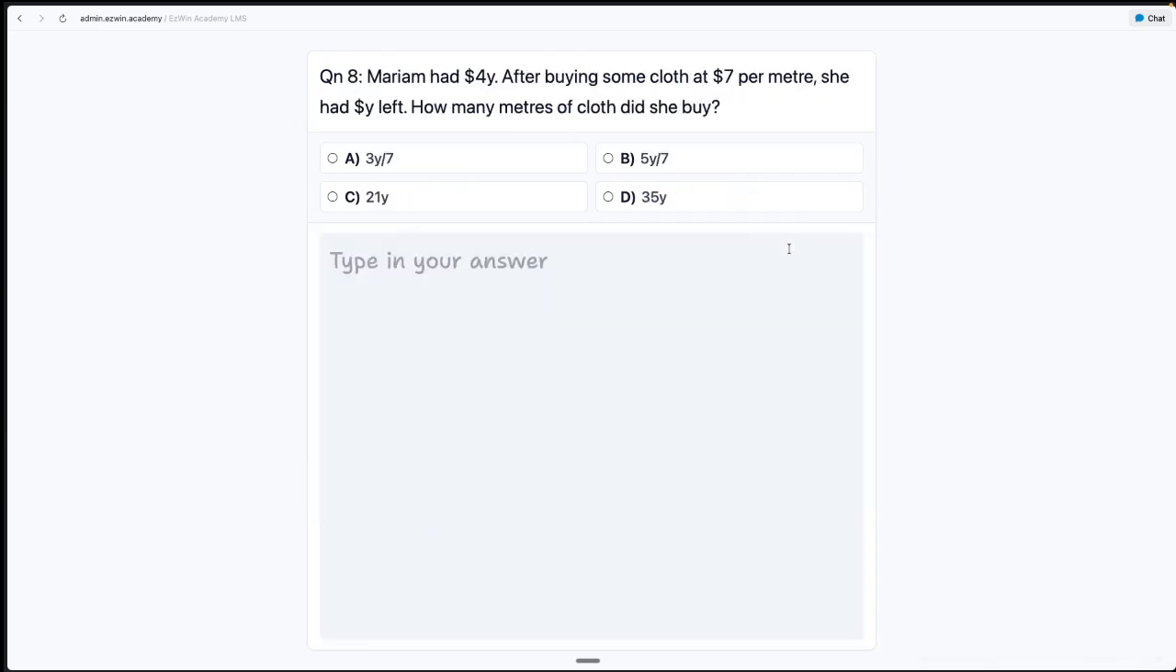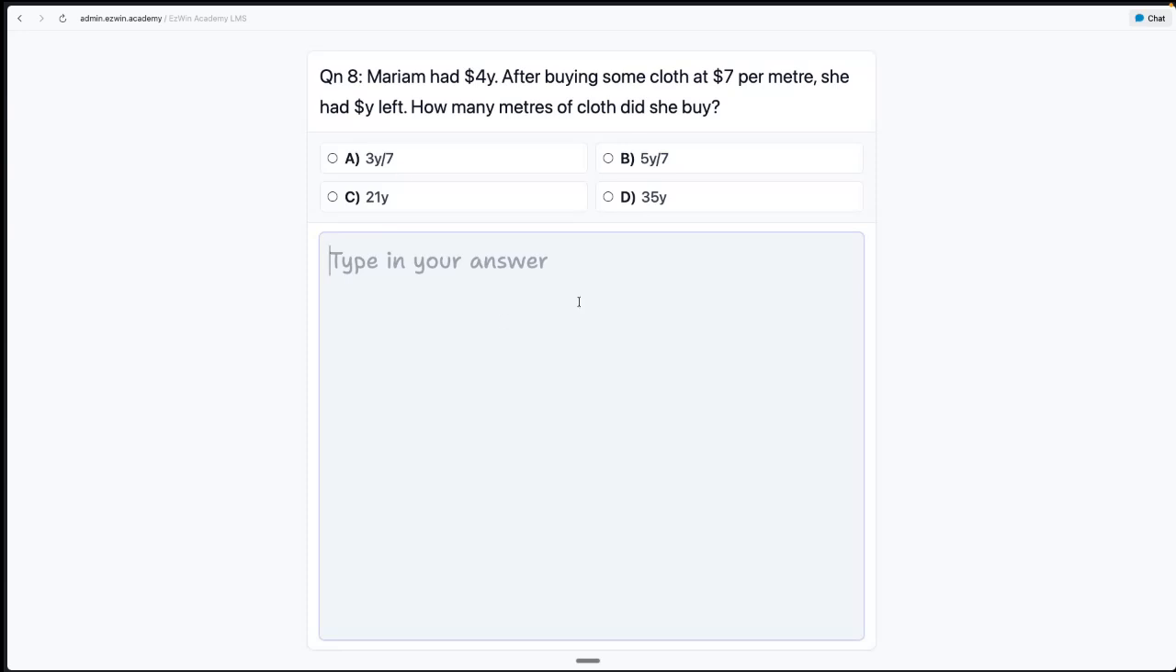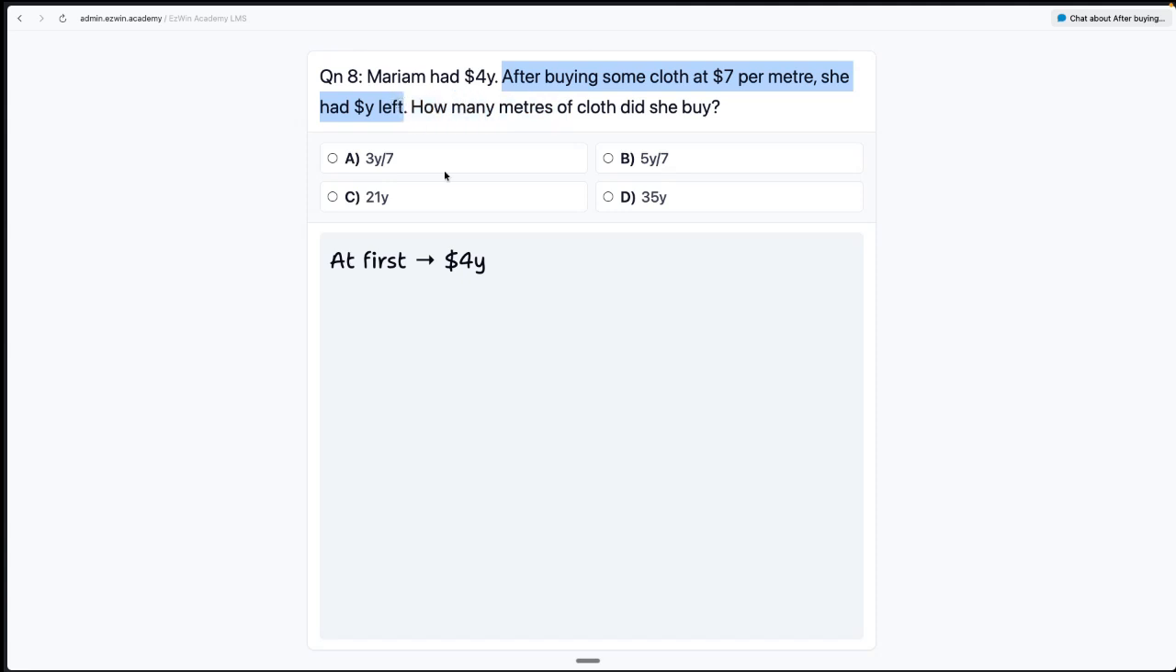Question number 8. So Mariam had $4Y. After buying some cloth at $7 per meter, she had Y dollars left. How many meters of cloth did she buy? So over here, you need to use algebra. So Mariam had $4Y. So at first, she has 4Y dollars. So now, after buying some cloth at $7 per meter, she had Y dollars left.